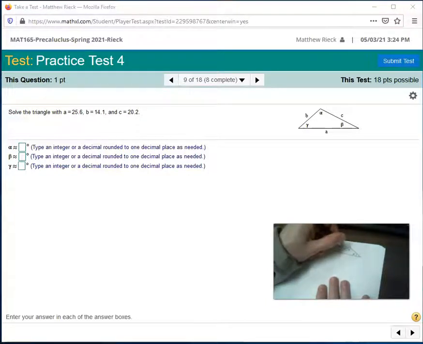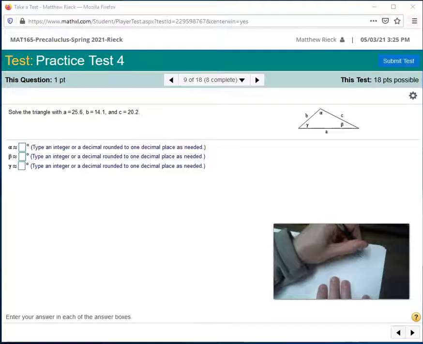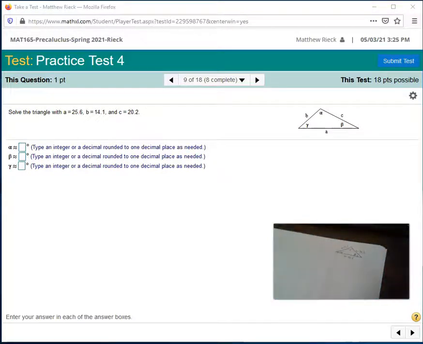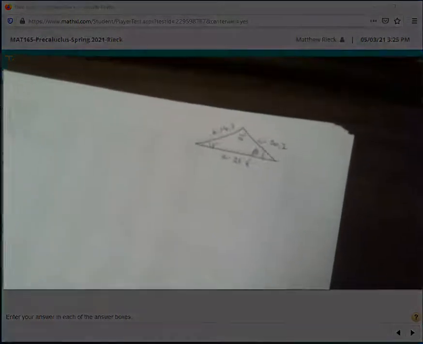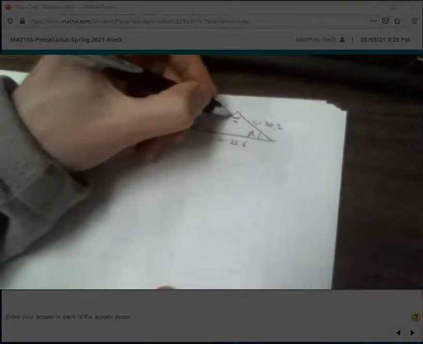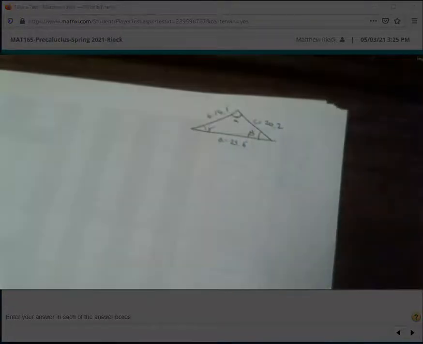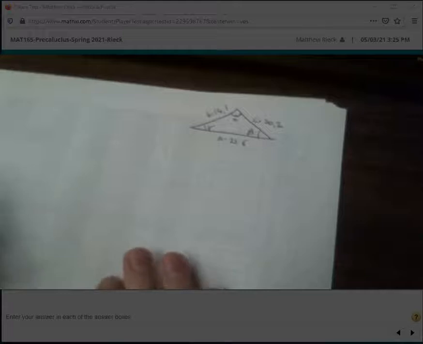So here we have side B is 14.1. Here we have side A is 25.6. And here we have side C is 20.2. All right. And we need to find our three angles. All right, so to find our first angle, we're going to use the law of cosines.